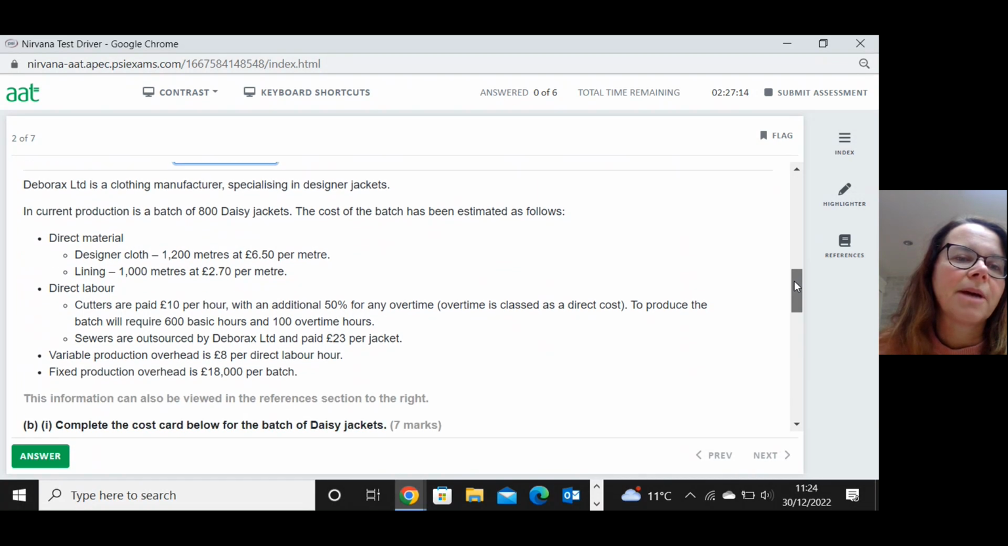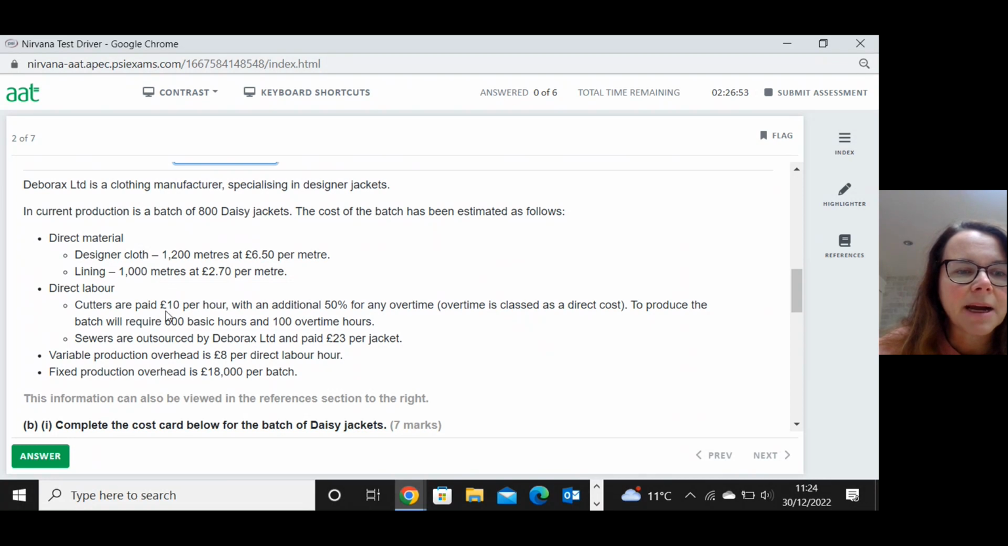Debrax Limited is a clothing manufacturer specialising in designer jackets. In current production is a batch of 800 daisy jackets. The cost of the batch has been estimated as follows. So I'm not going to read all of this out, but we can get a feel. We've got material costs for the designer cloth and the lining.